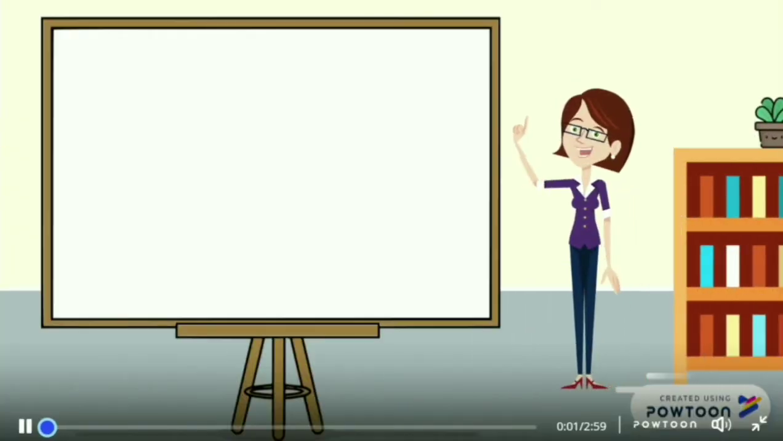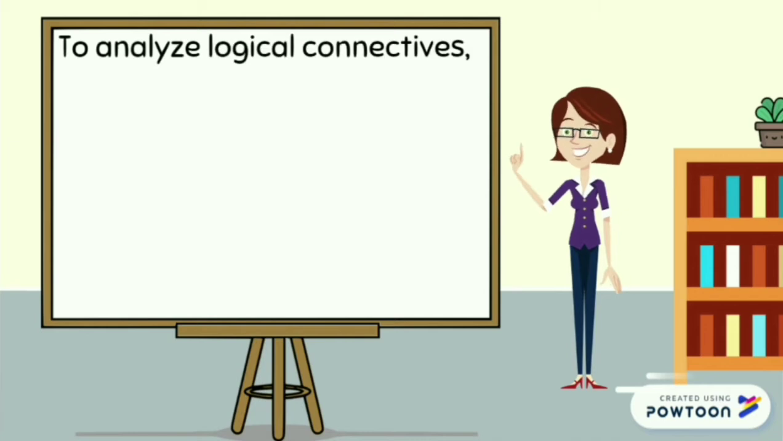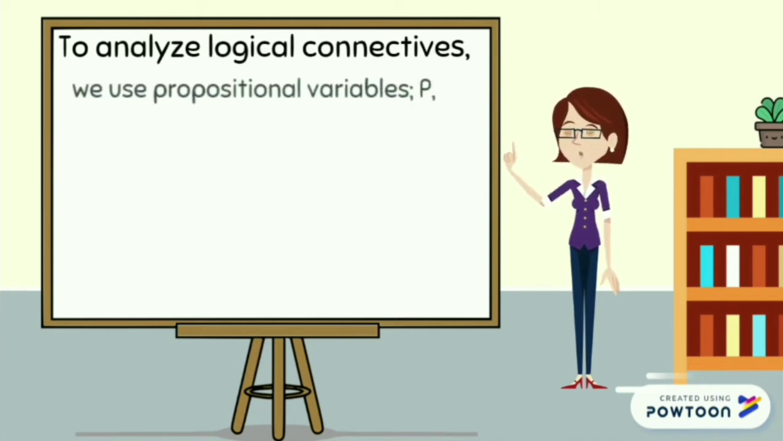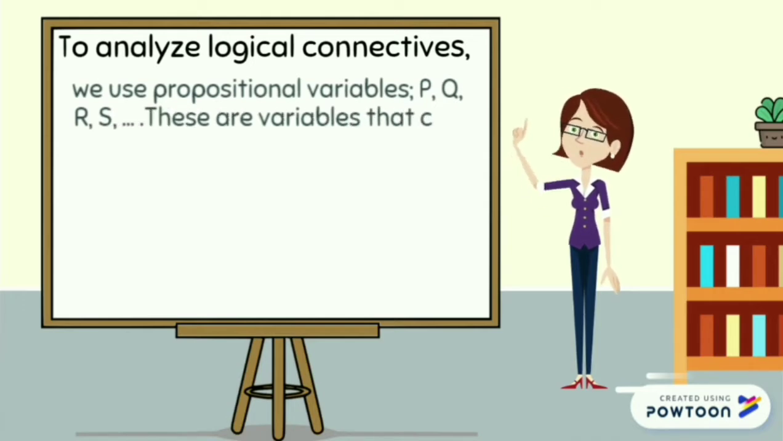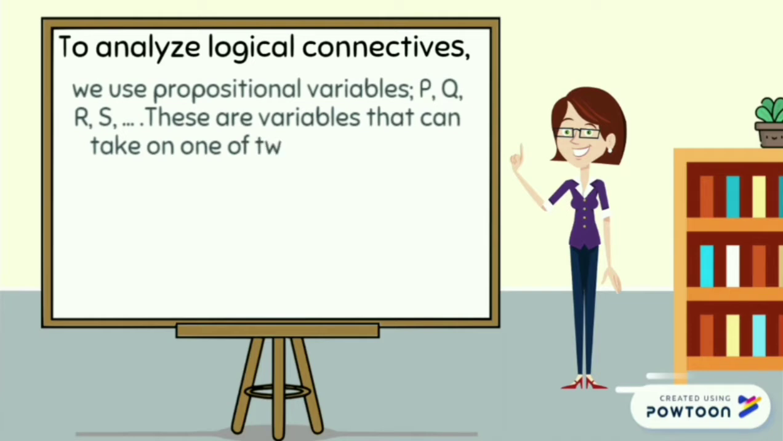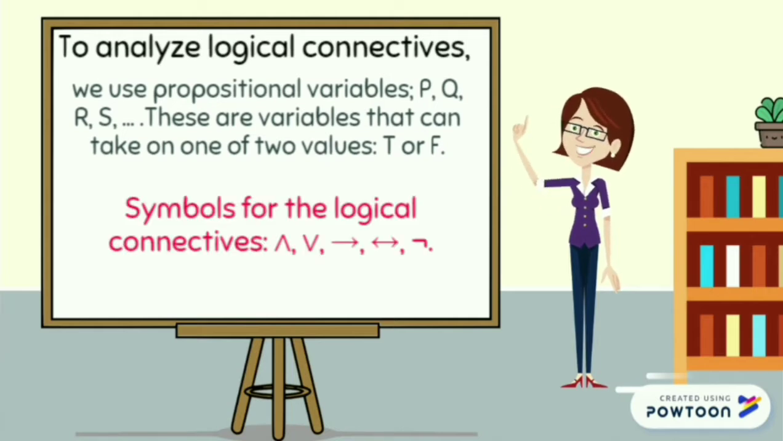So to analyze logical connectives, it is enough to consider propositional variables, sometimes called sentential variables, usually capital letters in the middle of the alphabet: P, Q, R, S and others. These are variables that can take on one of two values, T or F. We also have symbols for the logical connectives: and, or, if then, if and only if, not.